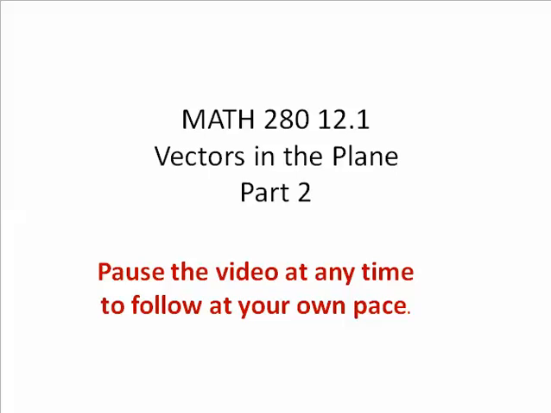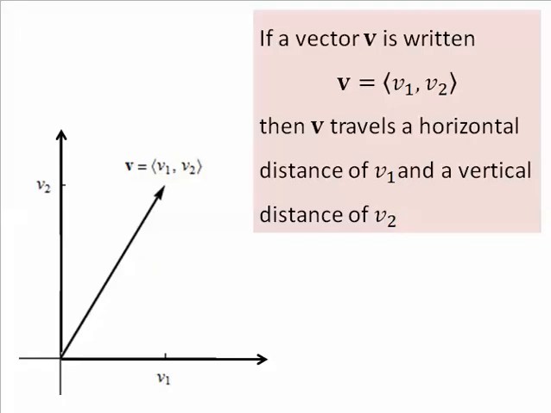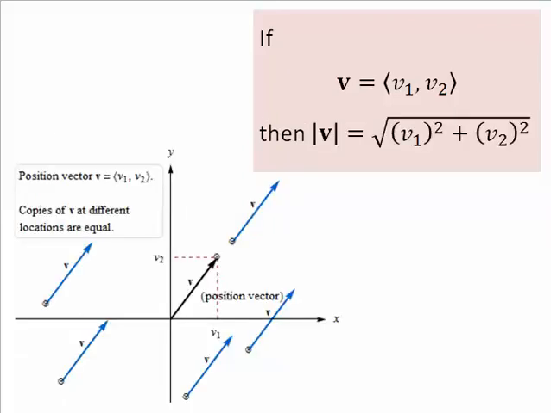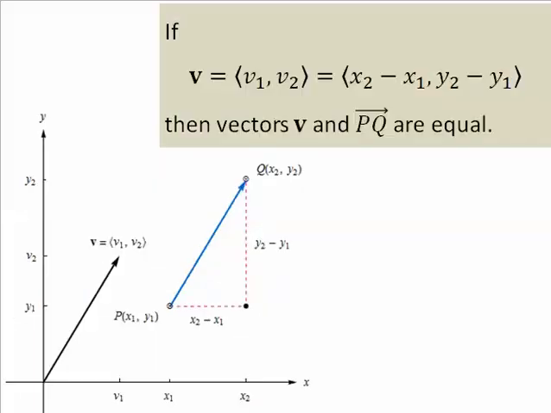Vectors in the plane, Part 2. If a vector v is written v1, v2, then recall that v travels a horizontal distance of v1 and a vertical distance of v2, and its magnitude is the square root of v1 squared plus v2 squared. Also recall that the vector PQ can be written in component form.